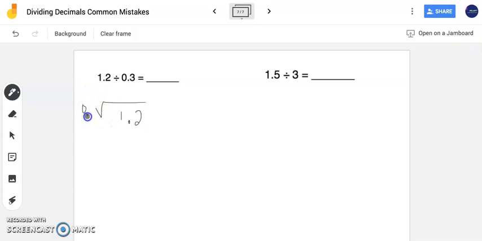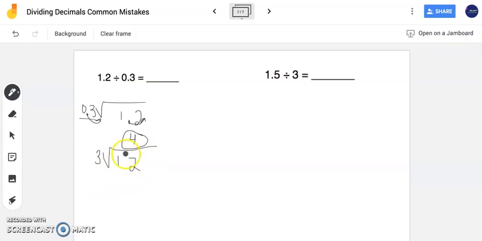Okay, so now I always look at my divisor. Here I see that there's a decimal point. I'm going to multiply by 10, eliminating that decimal point, leaving me with 3 as my divisor. If I multiply by 10 in my divisor, I do the same to my dividend, leaving me with just 12. Now, yes, I can do 12 divided by 3, which is 4. 4 is your answer to this problem.